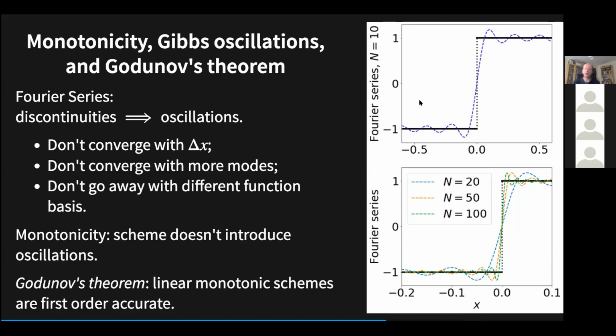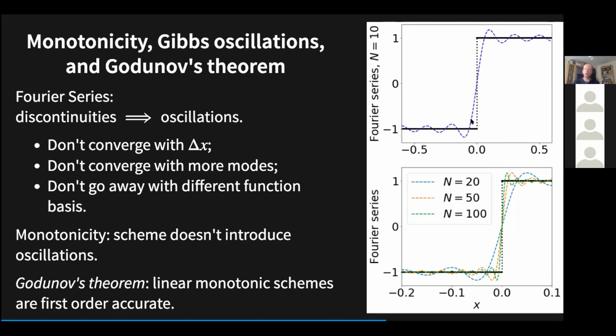So the classic description of Gibbs oscillations is where you do a Fourier series representation of a discontinuous function. So in this case, we've got a partial sine series. If we take the first 10 terms in the Fourier series, we end up with this blue dashed line that oscillates either side of the interface. And those oscillations are problematic.